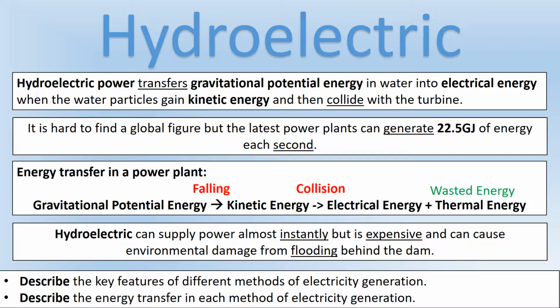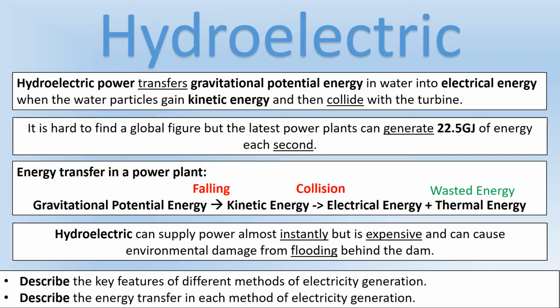So this one, I struggled very much to find a figure for how much we could generate globally, but one hydroelectric power plant can in theory generate 22.5 gigajoules of energy every second. So again, there's colossal potential for getting energy this way. So like I said, it starts off with gravitational potential energy. We've got water that's relatively stationary at the top of a mountain because we've trapped it up there with a dam. We let some of it flow through and turn into kinetic energy as it falls, and then that water then collides with a turbine to generate our electrical energy there.